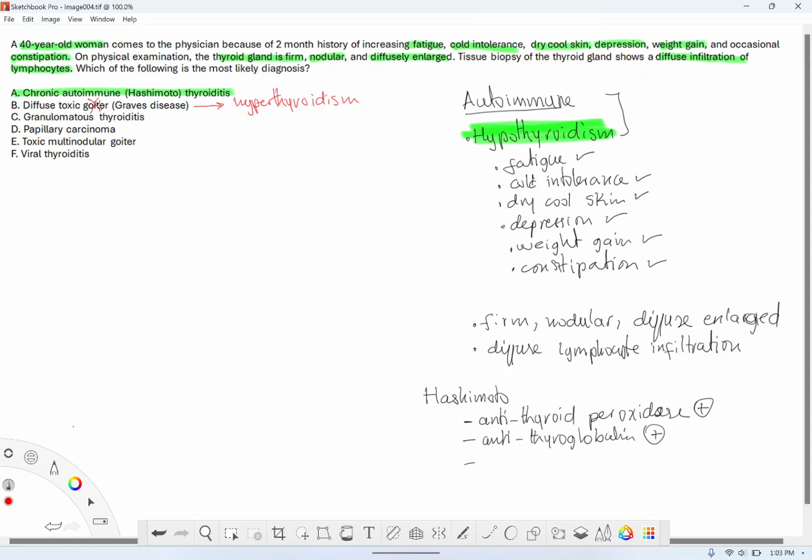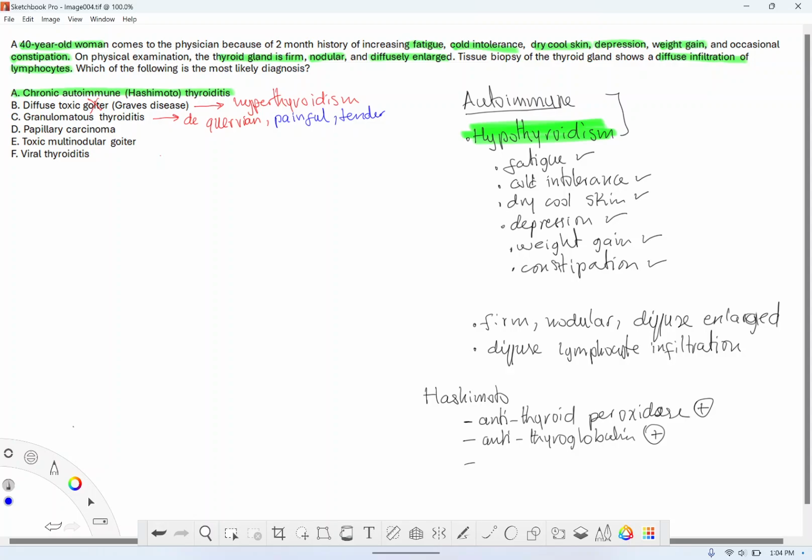Okay. C is talking about granulomatous thyroiditis. Granulomas are made of T cells and macrophages. Usually this is because of viral infection. Granulomatous thyroiditis is also known as De Quervain thyroiditis, which is painful. Let me change color. It's painful, tender, and the thyroid gland is enlarged.